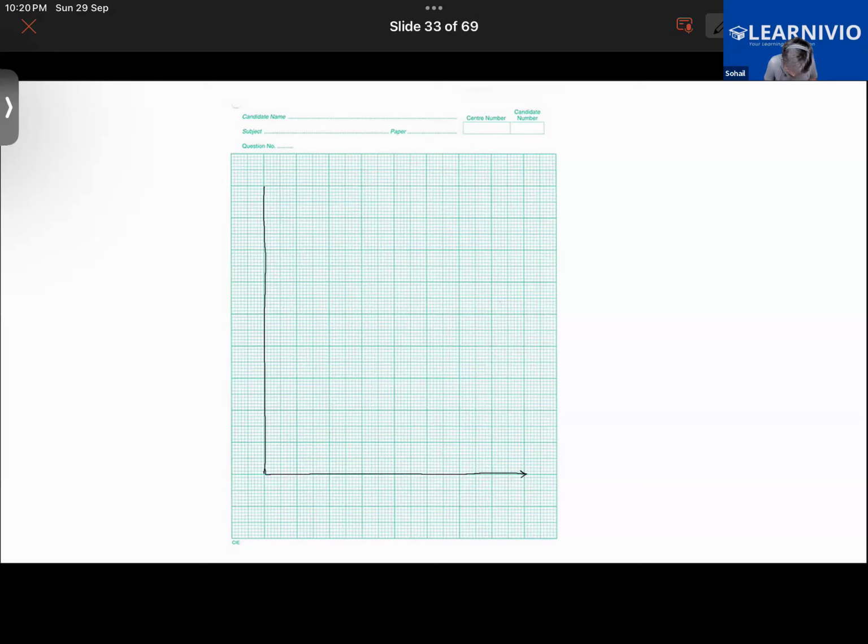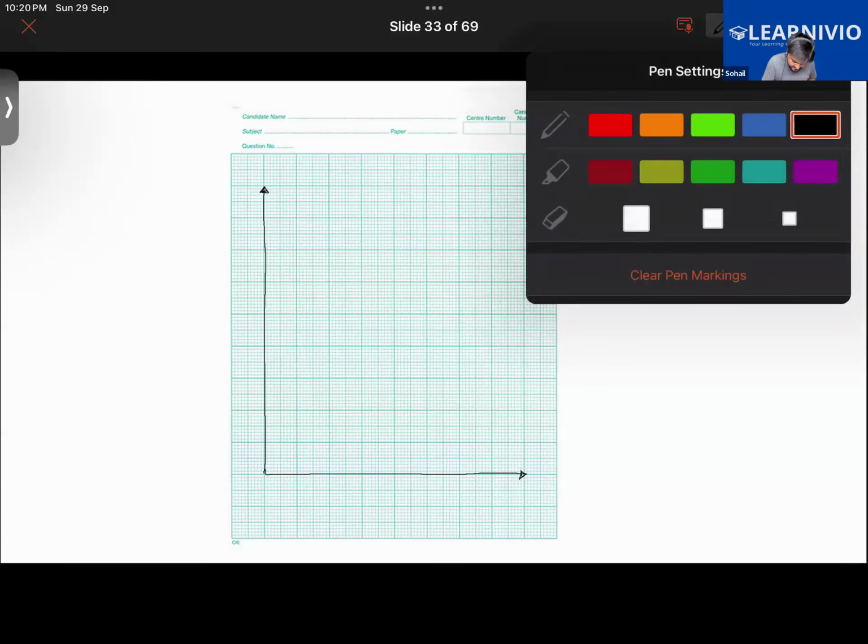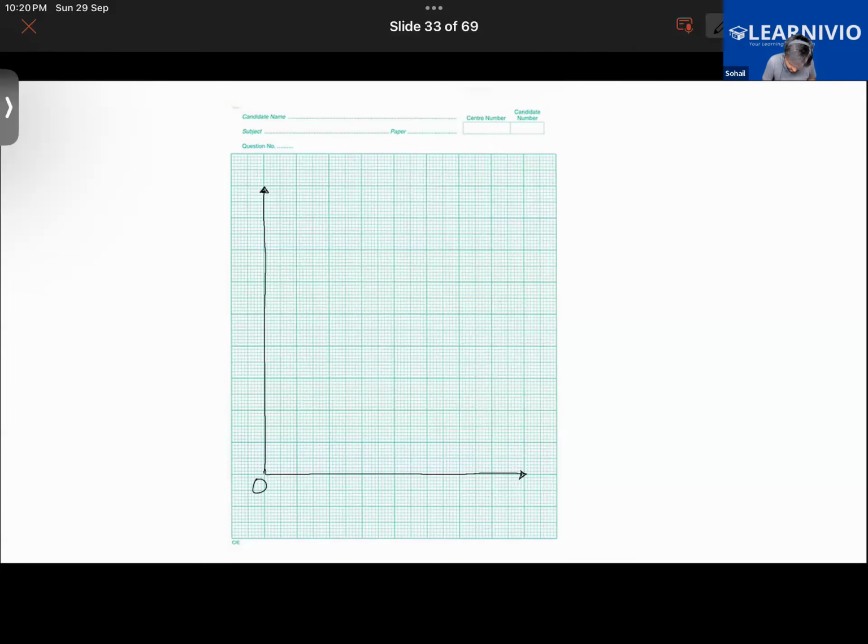Priyanka, the graph work has been done in the school. Have you guys practiced questions on the graph? Yes, sir. Okay, good. We did only one non-uniform and four uniform questions.